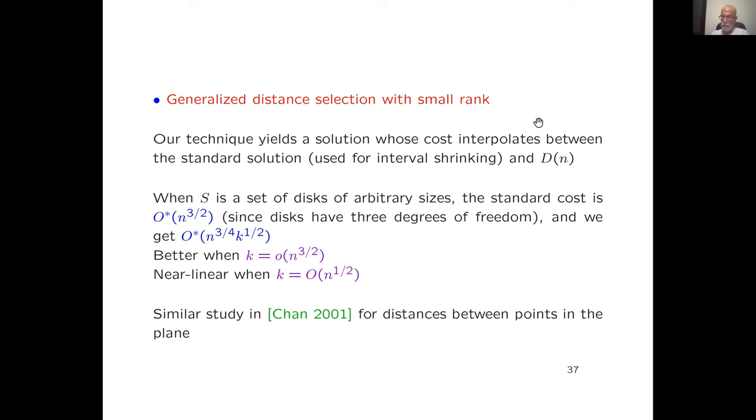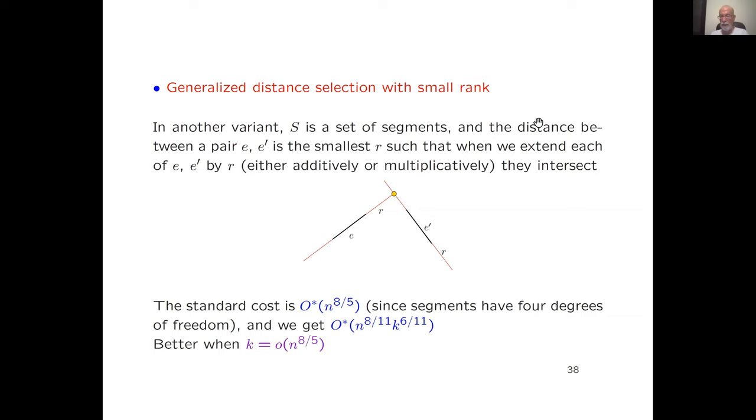restrictions. Okay, so here is another completely crazy example. Now the input consists of segments, and the distance between them. So here are two segments, E and E prime. The distance is the smallest r, so that if I expand each segment along its direction by r, I may either add r to the length of the segment, or multiply the length by r, whichever you like. And so it's the smallest such value for which the expanded segments intersect. Okay, so it's a distance, it's not a very natural one, but you can apply it to this problem.